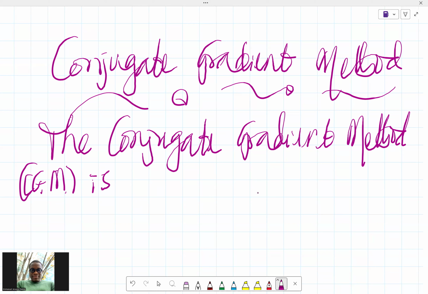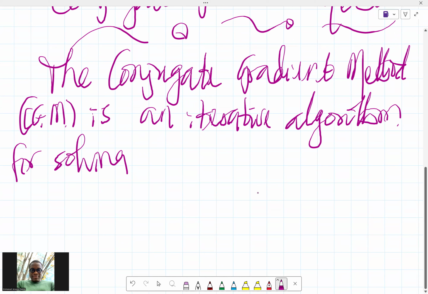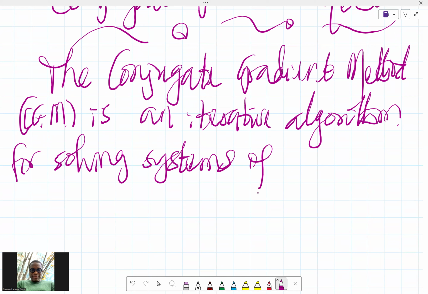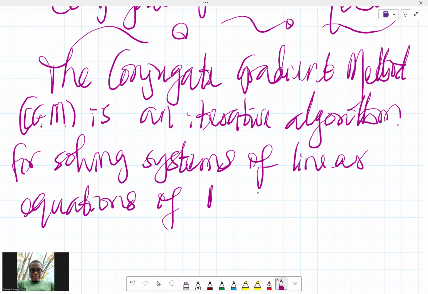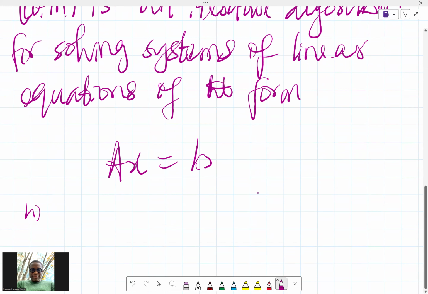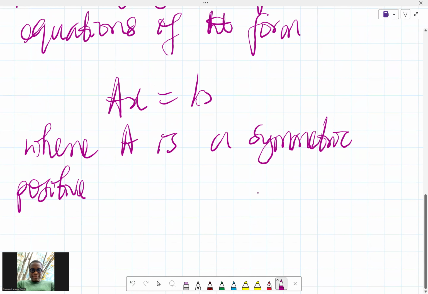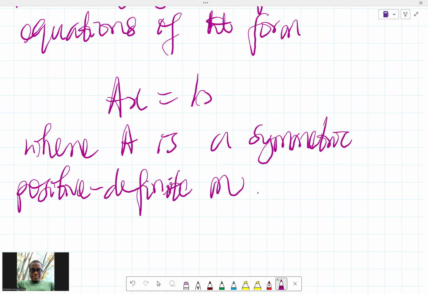CGM is an iterative algorithm for solving systems of linear equations of the form AX equals B, where A is a symmetric, really important point to note, symmetric positive definite matrix.